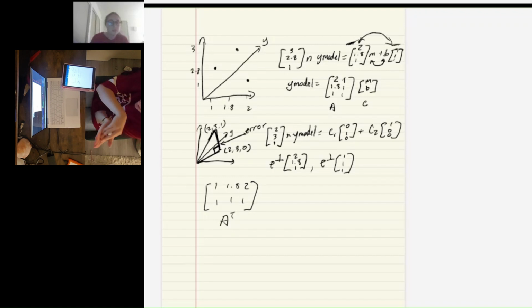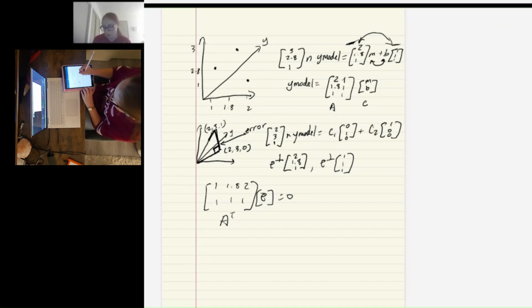So if we multiply this by our error, this is going to equal 0. And what that means is they're perpendicular to each other. So since we know that A transpose and E are perpendicular to each other, we can solve for this. So that is our equation we're going to be using: A transpose times our error equals 0.